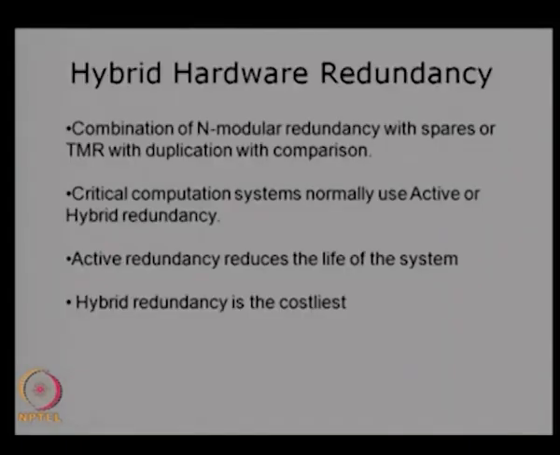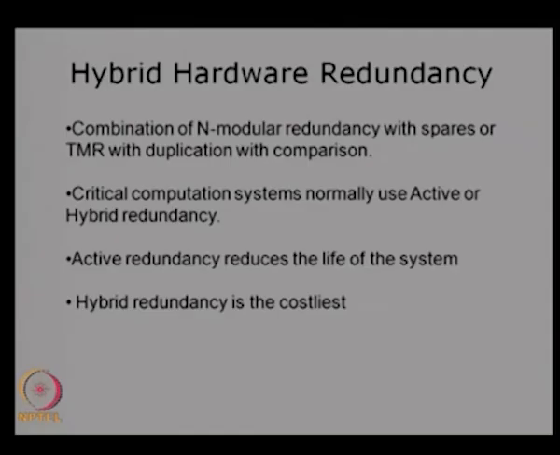And as I mentioned, there can be a hybrid redundancy also. So we can have an active redundancy and passive redundancy, and we can have a hybrid redundancy where we will use a combination of n modular redundancy with spares or TMR with duplication with comparison. So I mentioned the triple modular redundancy or n modular redundancy. So this is actually a passive system. So we can actually combine this n modular redundancy with spares, the standby spares we discussed. Or we can combine the TMR with the duplication with comparison. So if we have this kind of combination, then it is known as a hybrid modular redundancy or hybrid hardware redundancy. Basically depending on the situation, this can actually be implemented.